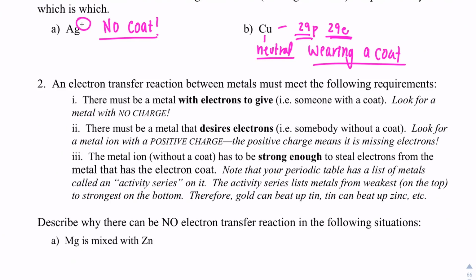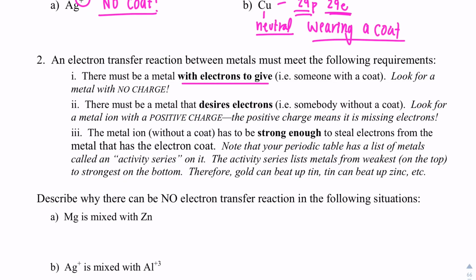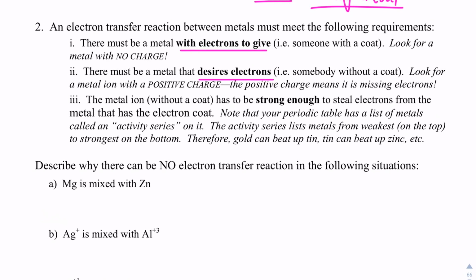Electron transfer reactions between metals must meet the following requirements. There must be a metal that has electrons to give away. You can't steal someone's coat if they don't have a coat. There must be a metal that wants electrons. If you already have a coat on, why are you going to be out there stealing coats? So you need to have somewhere for the electrons to go. Lastly, the metal ion has to be strong enough to steal electrons from the metal that has the coat. If a really strong element has a coat, there's no way that a weaker one is going to be able to rip it off of it.